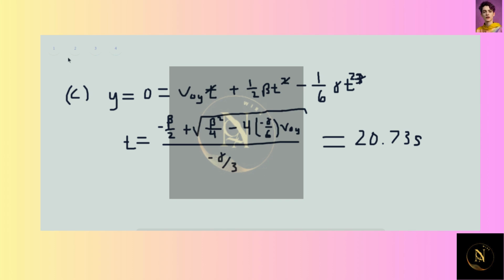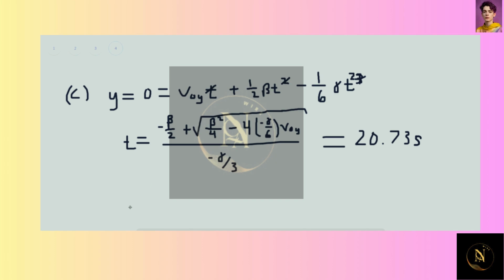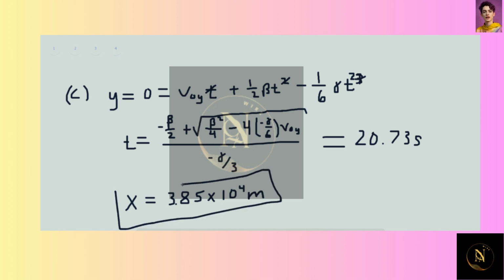So we can take that time and plug it into the equation for x, as well as the value for alpha and v naught x, and we find that that position is equal to 3.85 times 10 to the 4, and the units are meters. And we can box that in for part C.